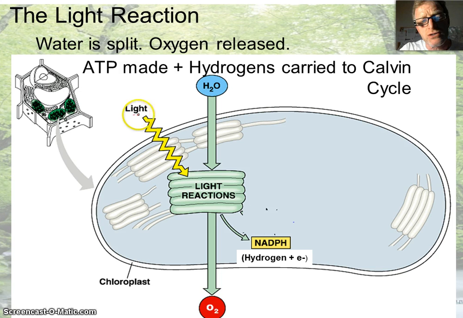We're also going to use some of that energy from sunlight to make the molecule ATP. ATP is again the energy source, and we're going to need that extra energy to make this high energy sugar molecule. So that's the light reaction, the first step.